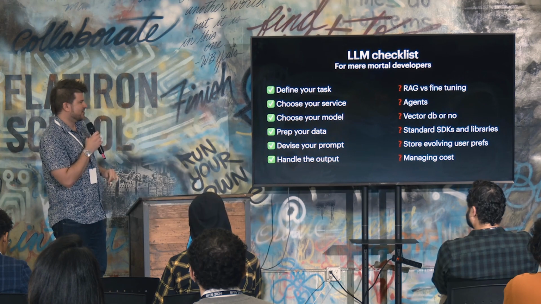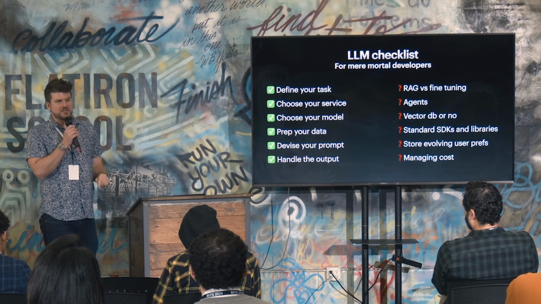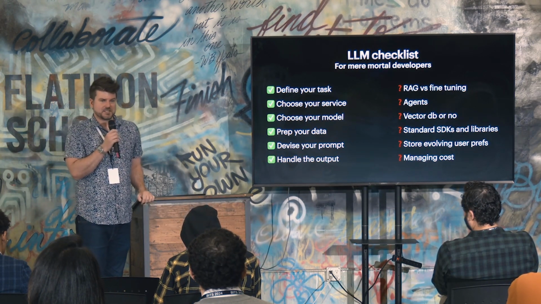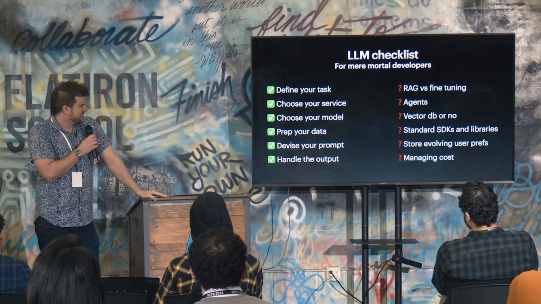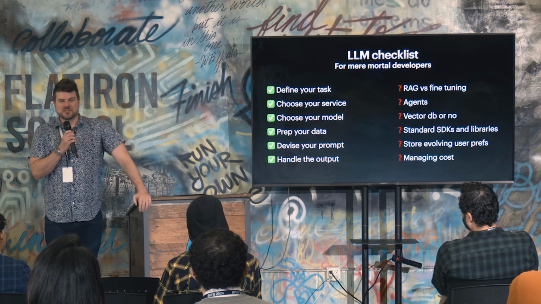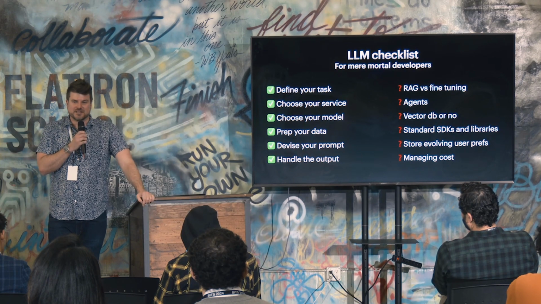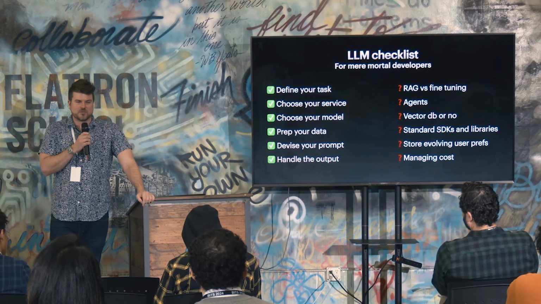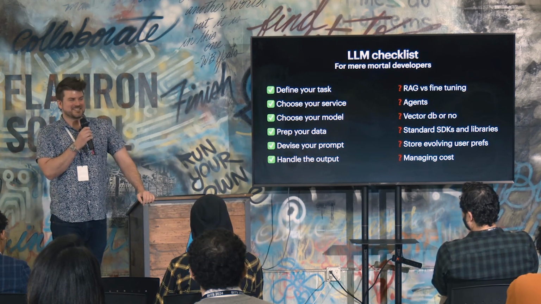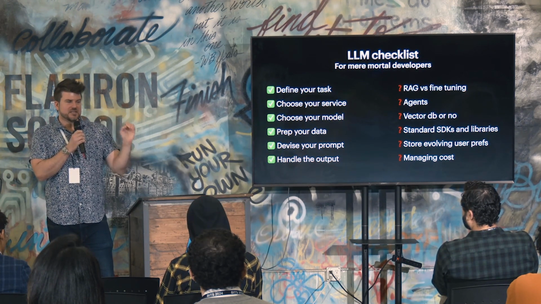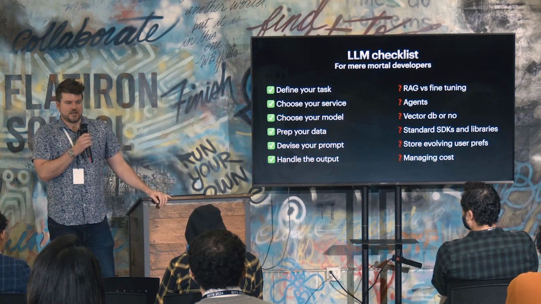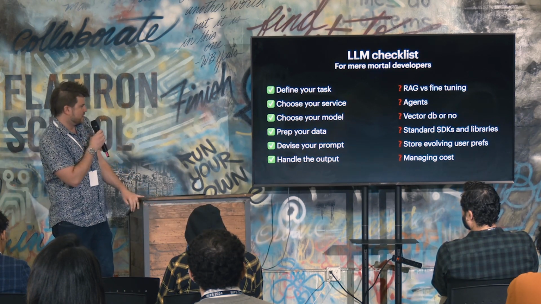Agents, big question mark. I have nothing to say on that right now. Vector DB or no? Some people say you need a vector database if you're doing RAG. Some people say no. Not here to answer that one either. Standard SDKs and libraries: someone mentioned things like LangChain and Langstorm, or who knows what. There are a lot of little things like that out there that could make it easier for you to swap out LLMs if that's what you're trying to do. So it's something to consider, but that's another thing you'll have to think about up front.